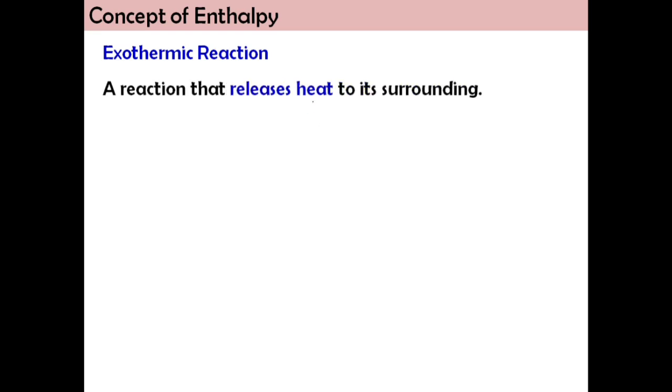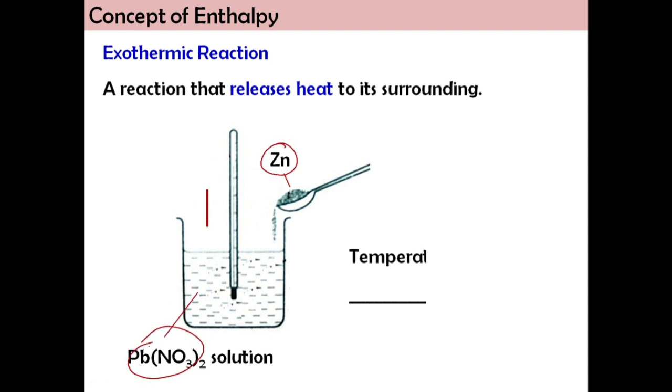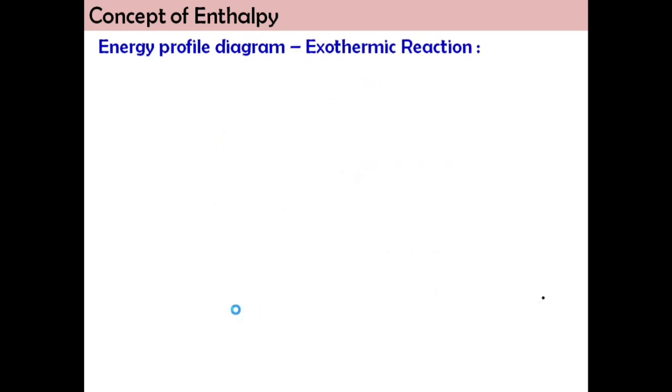So we move to the exothermic reaction, a reaction that releases heat to its surrounding. So for example, we have this reaction where we put zinc into this solution, Pb(NO3)2. So bila kita campurkan zinc ke dalam solution ini, the temperature is increased. Means the reaction releases heat to the surrounding. And this is the energy profile diagram. Kita recap balik apa yang kita dah belajar di chapter 1. We're going to use that in chapter 2 juga.